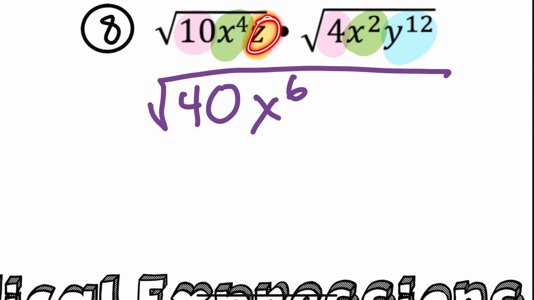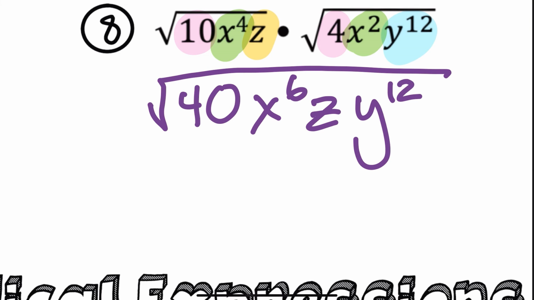Z does not have any sort of partner, so it's just going to go down there. And then neither does y. Y is just on its own. Cool. Alrighty, so we have put together our pieces.